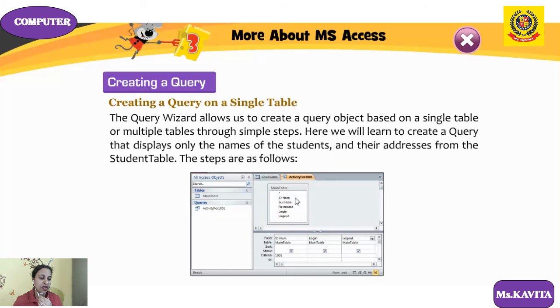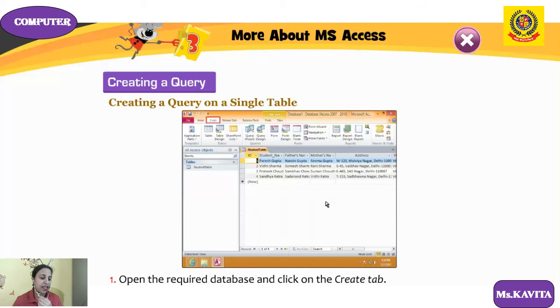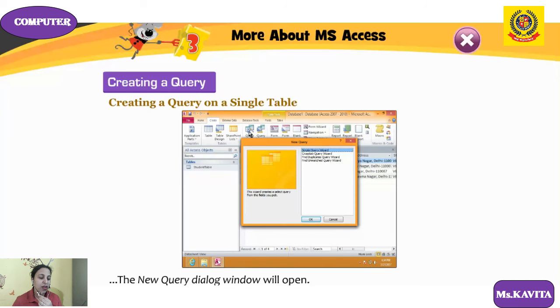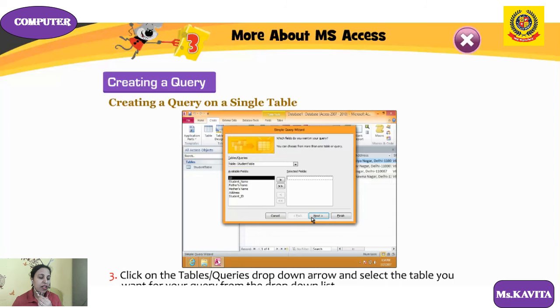from the student table. The steps are: open the required database and click on the Create tab. In the Queries group, click on the Query Wizard button. Now the New Query dialog box will open. Select the Simple Query Wizard option and click on the OK button. Now the Simple Query Wizard dialog box opens. Click on the Tables/Queries drop-down arrow and select the table you want for the query from the Table drop-down list.